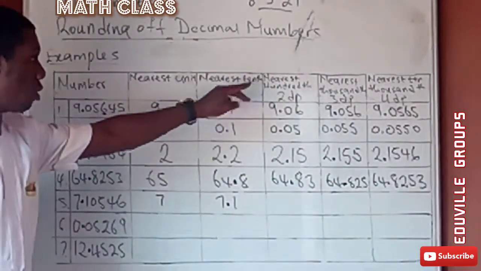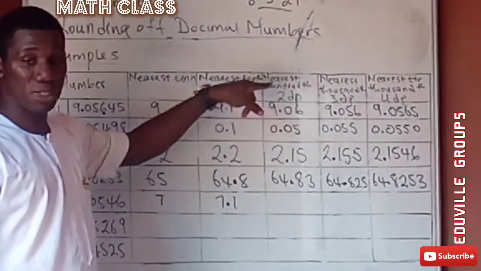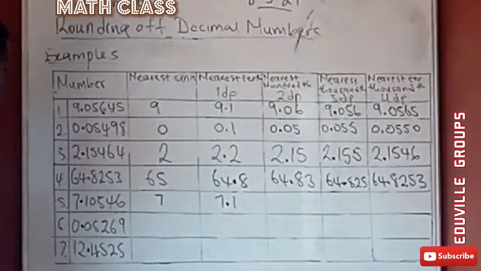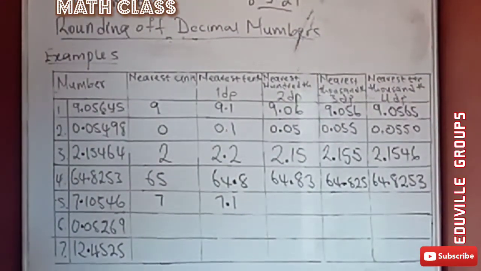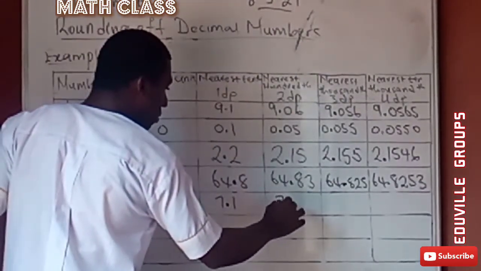Then in the next column, we are rounding to the nearest what? 100 or 2 decimal places. And the number there is what? The digit there is 0. And the next number is what? 5. It's up to 5. So our answer is going to be what? 7.151.